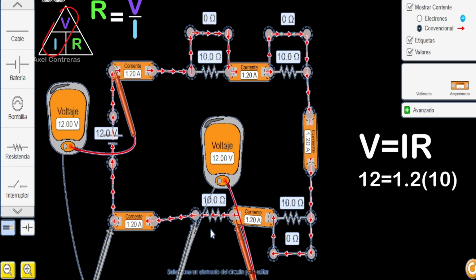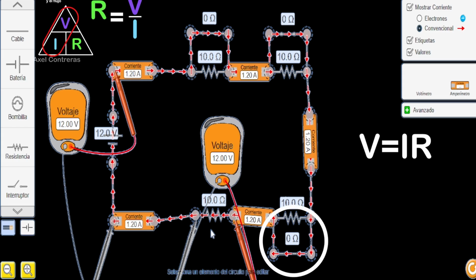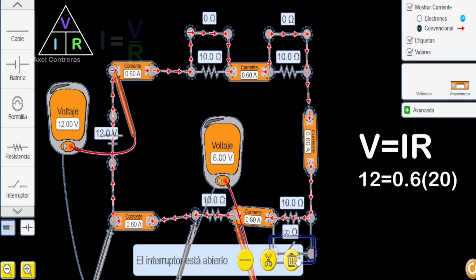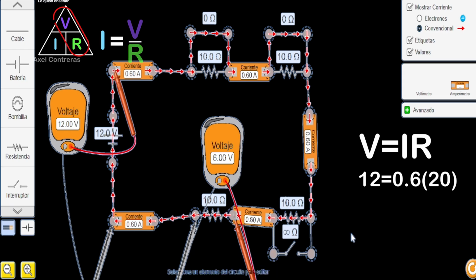We add another resistor by disconnecting a switch, and notice that as soon as we do, the total current in the circuit drops to half because the resistance increased to double. And remember, Ohm's law must be fulfilled.